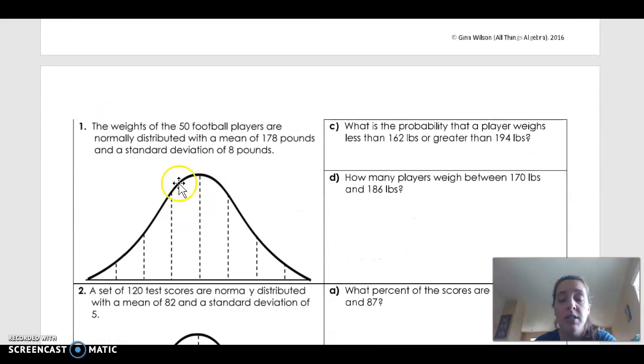Okay, and so this turned out a little funky. Your paper should look just fine. But here's our general distribution curve. So now let's fill in what we know based on our information, and we can go from there.